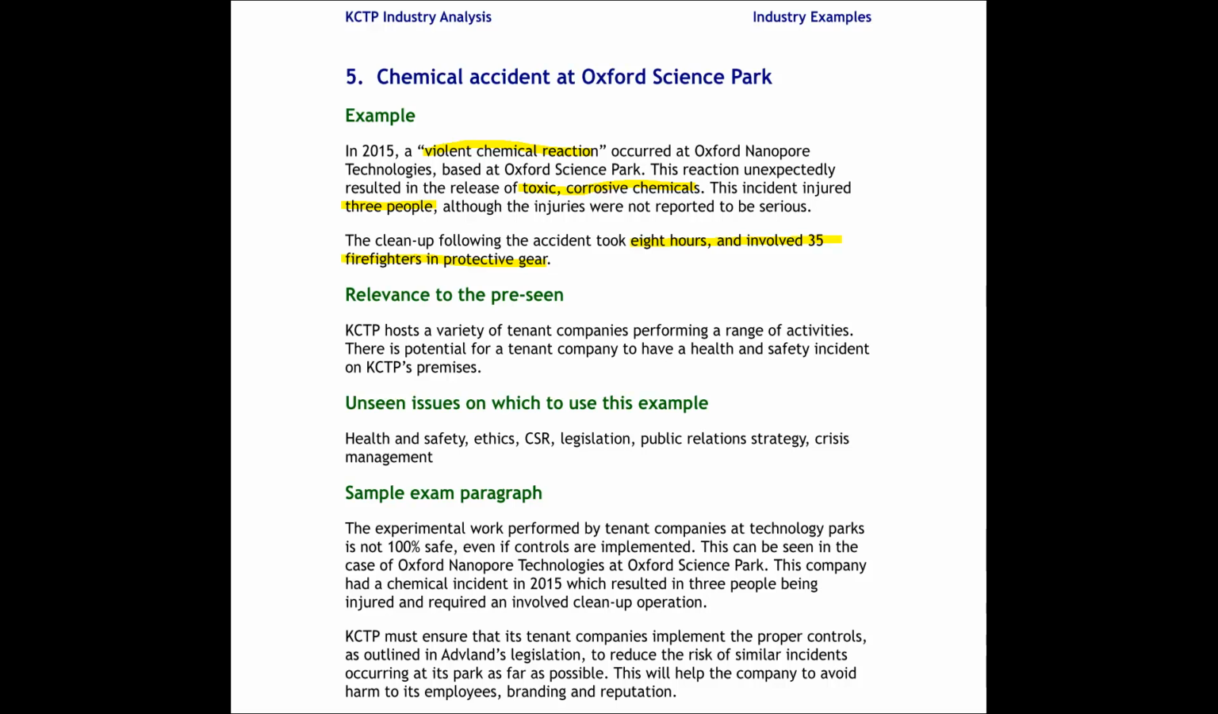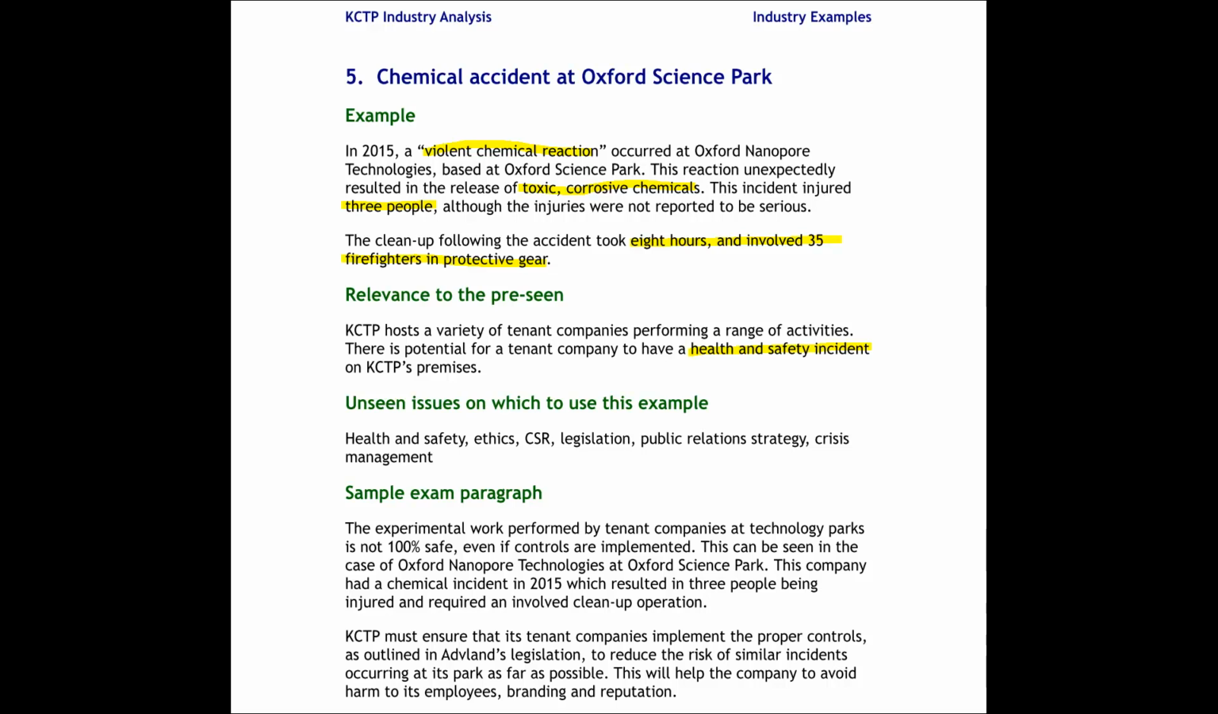thing from happening. So in terms of how this applies to our Prescene company, Knowledge City Technology Park hosts a variety of tenant companies which perform a range of activities. So there is potential for a tenant company to have a health and safety incident on Knowledge City Technology Park's premises. So this could be to do with chemicals, or perhaps something similar in the sense of an incident occurring from a different industry, so perhaps a manufacturing related incident.